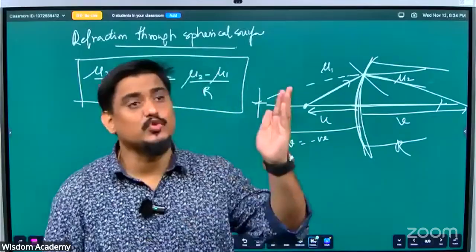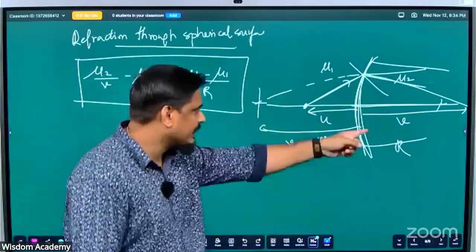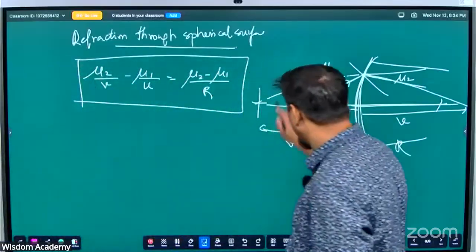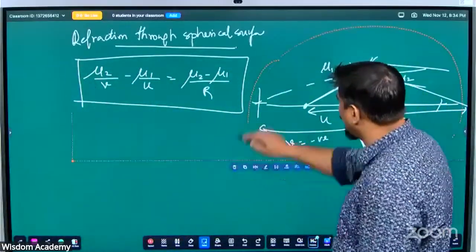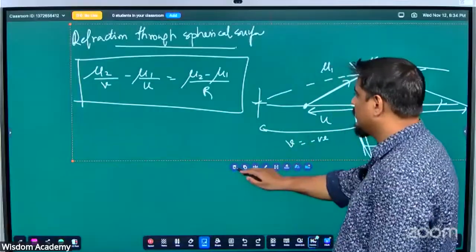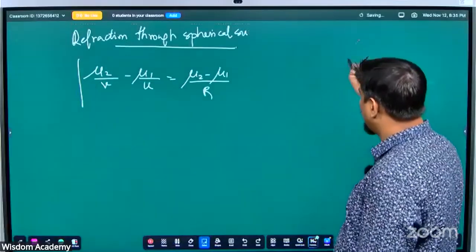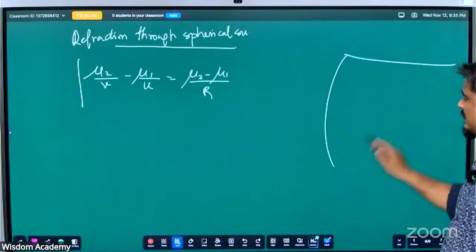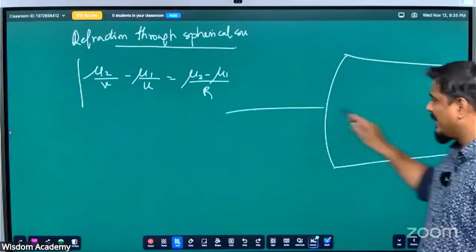If bending is too much, it will go and hit here. Are you getting what I'm trying to say? Are you understanding? If you want, I'll redraw it. If you're confused by this diagram, I will redraw it for you. What I said now is, if you have a surface like this, a refracting surface, and this is the principal axis.